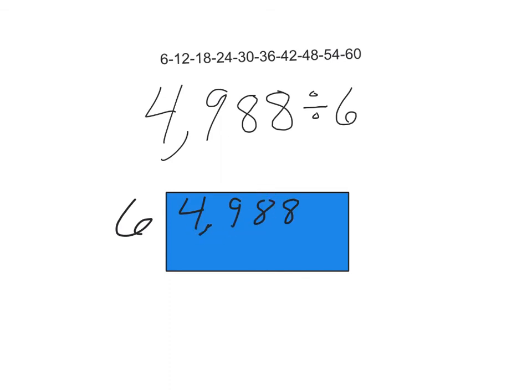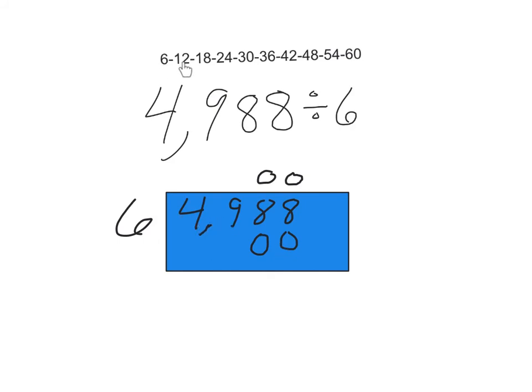So I'm going to add 2 zeros up here to hold the place value for the tens place and the ones place. That means I'm going to get 2 zeros down here, because these 2 zeros times 6 will give me these 2 zeros here. And now I'm looking at how many times 6 can go into 49.